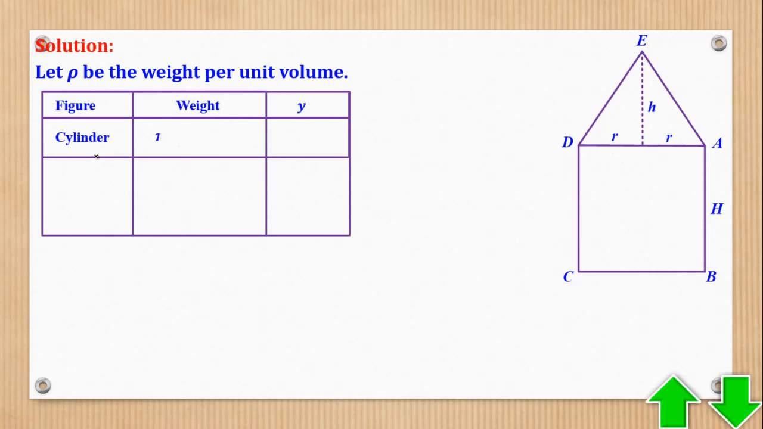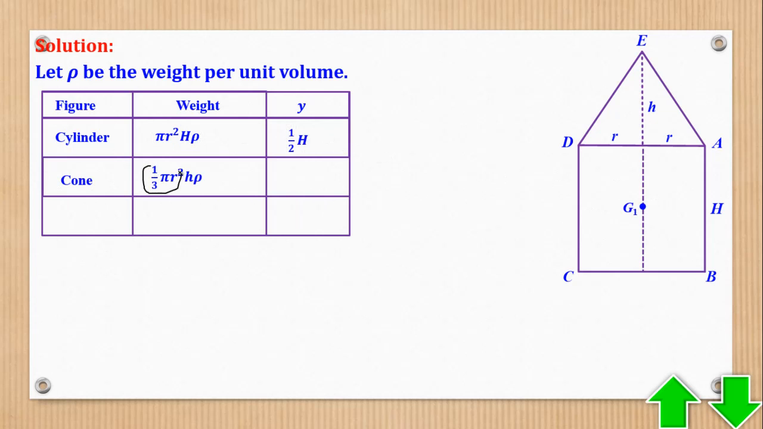So for the cylinder, volume times rho to get weight, then here it will be half of h. For the cone, volume times rho to get weight, then here it will be, from here t is h plus a quarter h to give you this. Then for the whole lamina or whole solid, now add this with this to give you this.